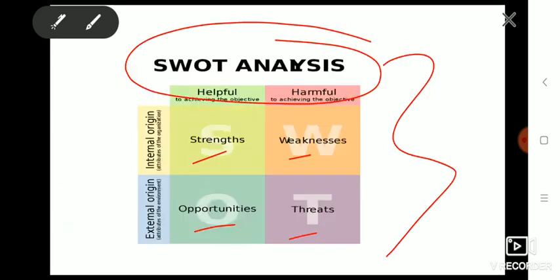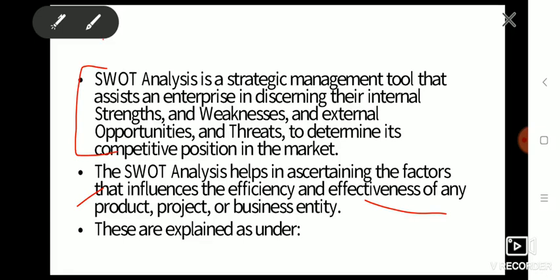We are conducting SWOT analysis in order to understand the internal as well as external environment. Internal environment are strengths and weaknesses, whereas external environment are opportunities and threats. Once we understand all these, it's very important for an organization to take a strategic decision accordingly, which will help the organization to attain their long-term objectives and to earn more profit. So this is all about today's topic.